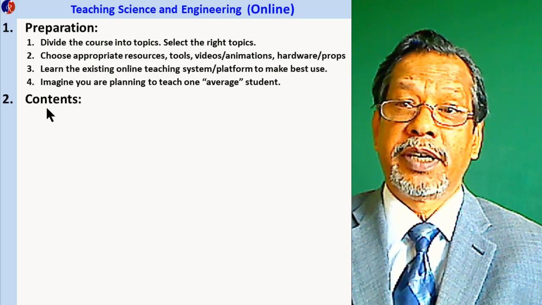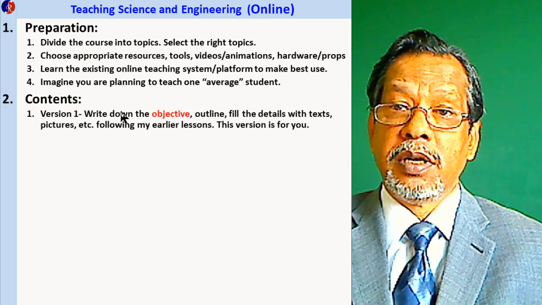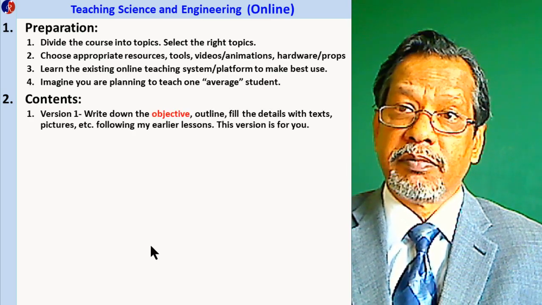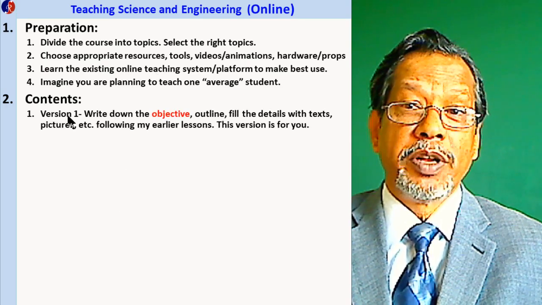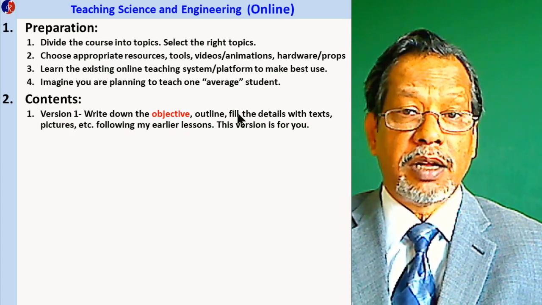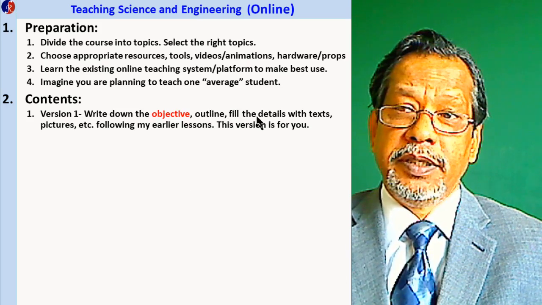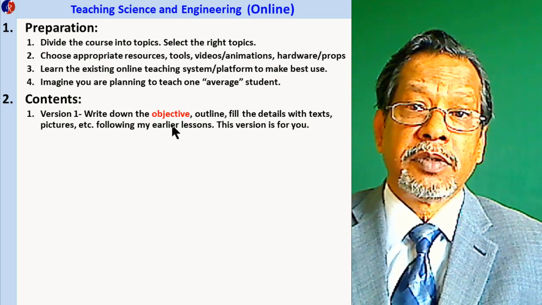Contents are extremely important. Contents are more important than all the tools and everything else that I mentioned earlier. Make two versions of the contents. For example, if you are making this sort of presentation using slides, make two versions. One detailed version where you write down the objective, outline. I'll give you a sample outline, the next page. Fill in the details with texts that you are planning to say.